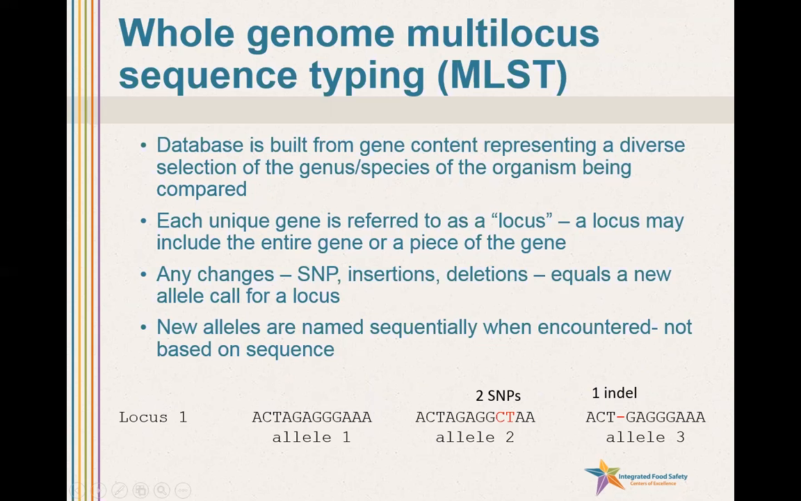We have the first allele. We sequence the second isolate, and it's different by 2 SNPs, so we call it allele number 2. We have a third isolate on the right side. It's different from the other 2 by a deletion, so it's called allele 3. The important thing is that the numbers are consecutive on occurrence when we see it, not by difference. So allele 1 and 2 could be different by 20 SNPs, while allele 1 and 500 might differ by only a single SNP. So don't look at numerical proximity and numerical closeness as a measure of actual relatedness of the isolates.